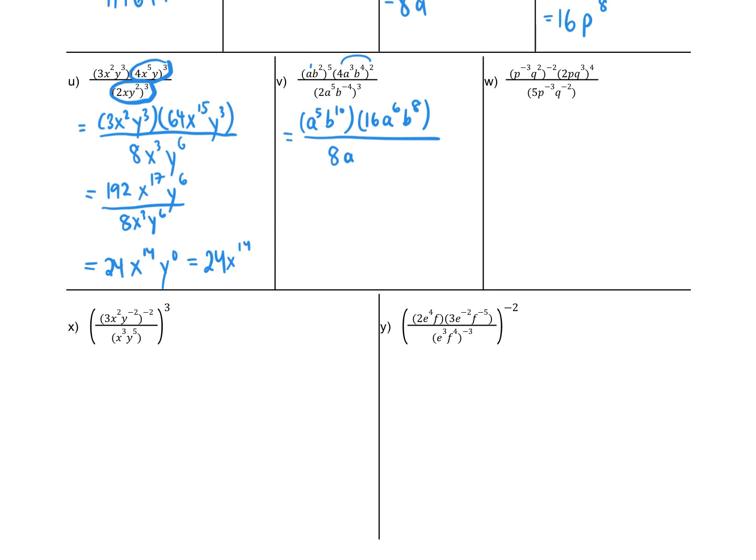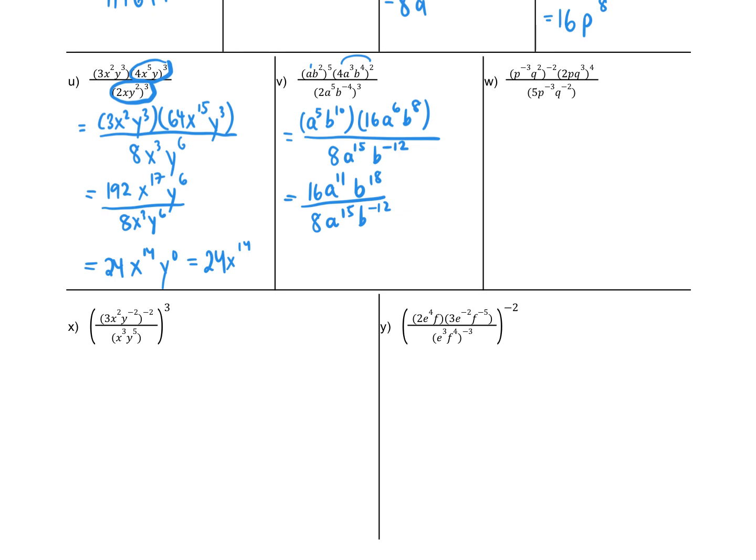a to the power of 5 cubed will be 15, because 5 times 3 is 15. And then b to the power of negative 4 times 3, which is negative 12. Now that I've dealt with that, I will multiply my numerators. So we'll have 16, a to the power of 5 plus 6 is 11, b to the power of 10 plus 8 is 18, all over 8a to the 15, b to the power of negative 12.